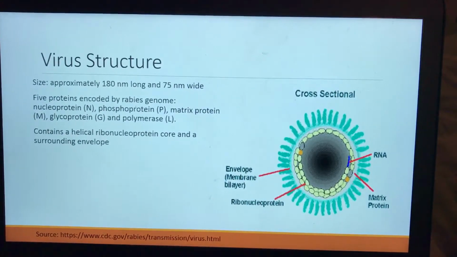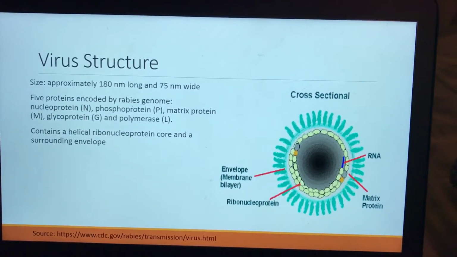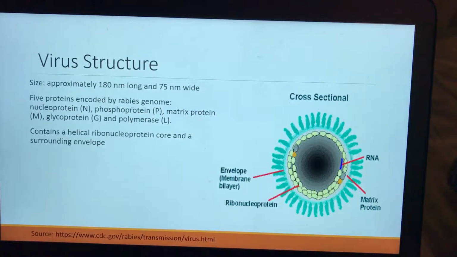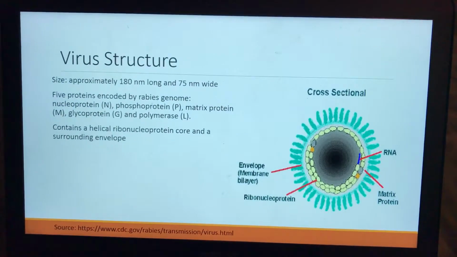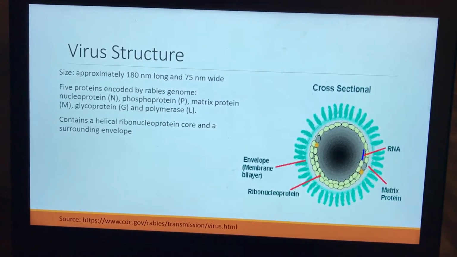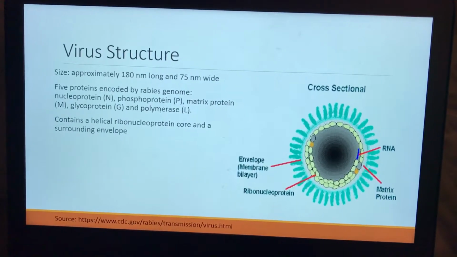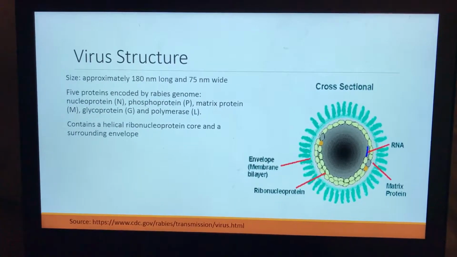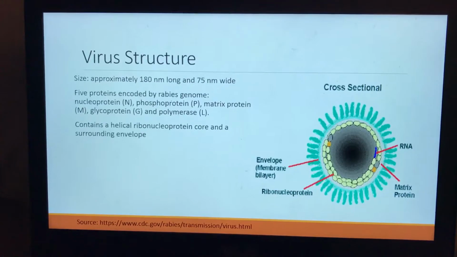It also contains a helical ribonucleoprotein core and a surrounding envelope. So on the right, I have a cross-sectional view of that virus so that you can see those pieces demonstrated in the photo.